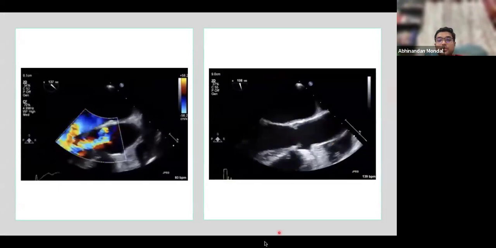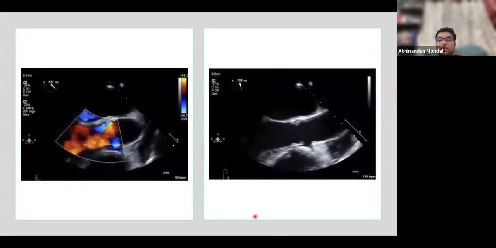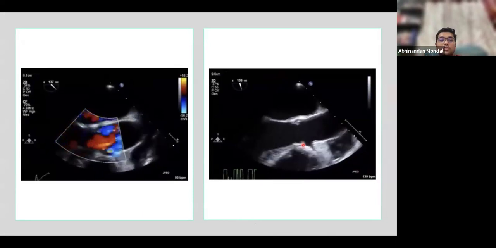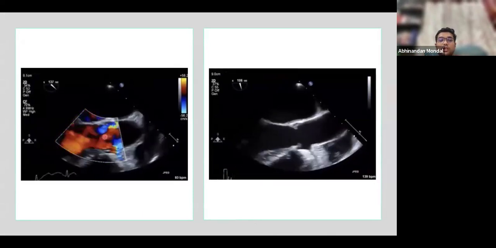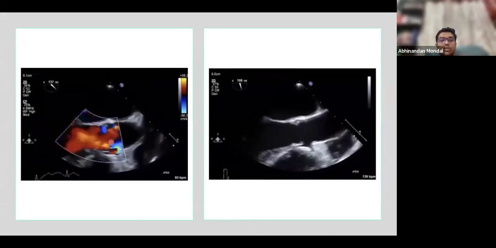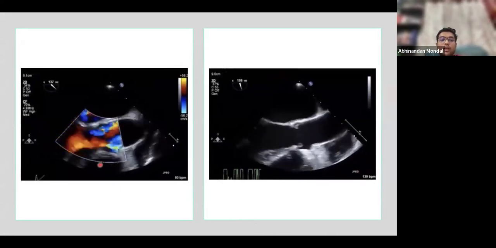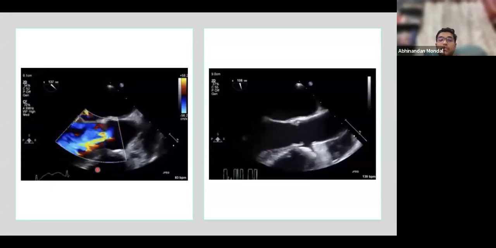Same patient. You can see the valve is thickened, tip is thickened. It is a rheumatic pathology. And also you can see a central jet. Now in this central jet, you can put M mode over here over color Doppler, and it will give you a jet height by LVOT height.